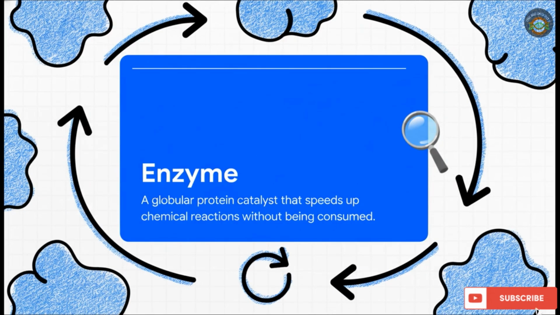The answer to that question is the enzyme. An enzyme is a specialized globular protein that acts as a biological catalyst. And in chemistry, a catalyst is simply something that speeds up a chemical reaction. But the real magic here, and the thing you absolutely need to remember, is the last part of that definition, without being consumed. An enzyme facilitates the reaction, but it isn't actually part of the reaction itself. It does the heavy lifting, and then it's instantly completely free to go do it all over again.